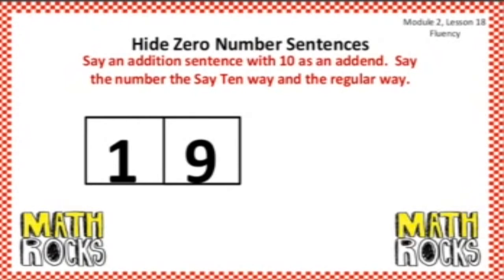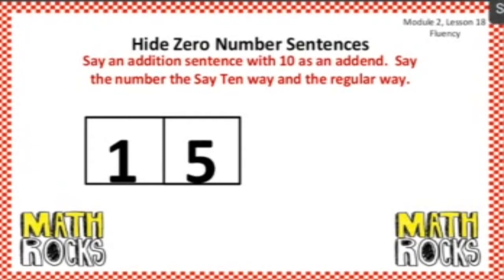Alright, now we have what's called the hide zero number sentences. Now say an addition sentence with 10 as an addend. Say the number the certain way and the regular way. You can see that we have 19 here. I'll say it the certain way and the regular way to show that I have 10 and another number coming together to form one number. So this is 19 as the regular way and the certain way is 10 9.